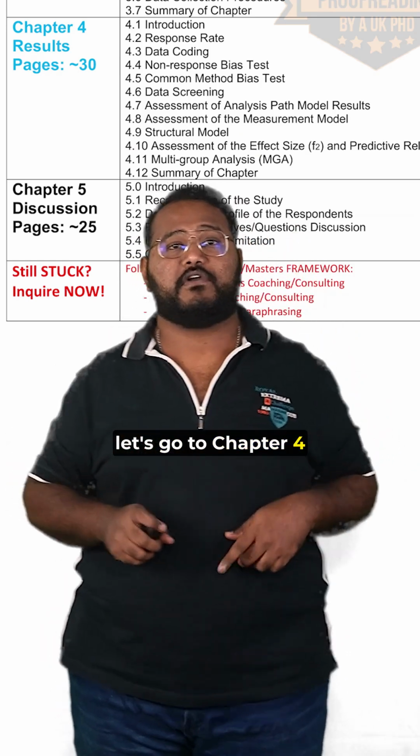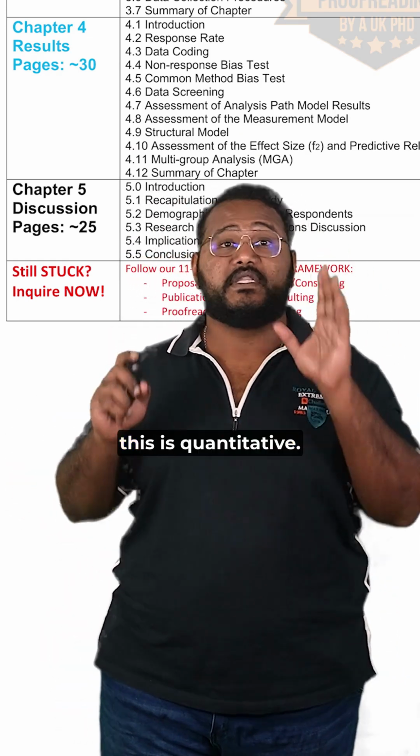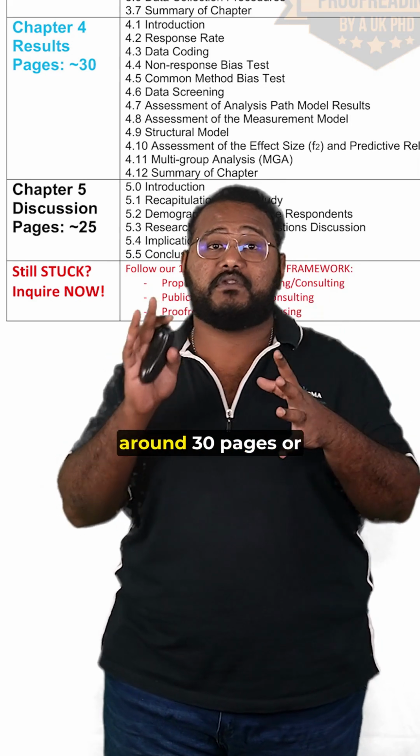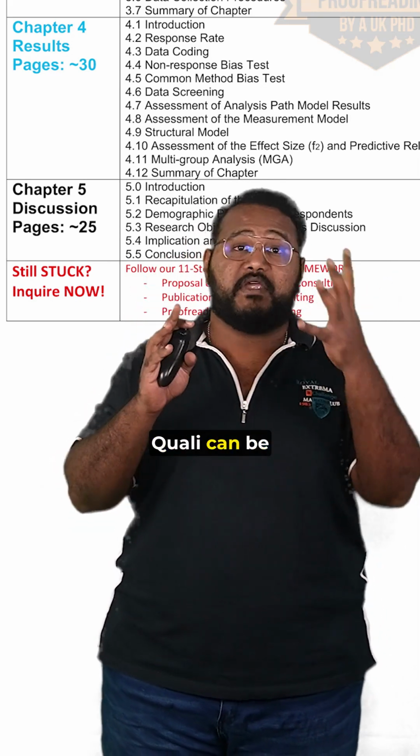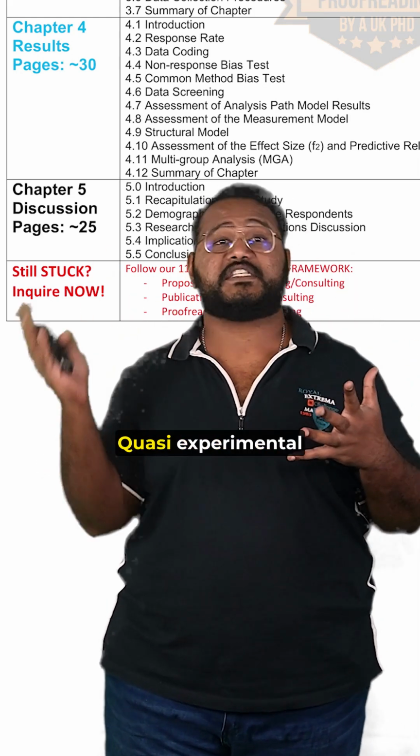Now let's go to chapter 4. Chapter 4 start with introduction. Remember, this is quantitative centric, should be around 30 pages or more or less. Quali can be different, experimental can be different, quasi-experimental can be different.